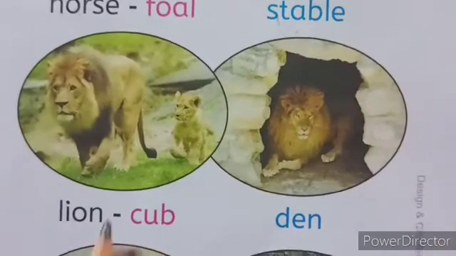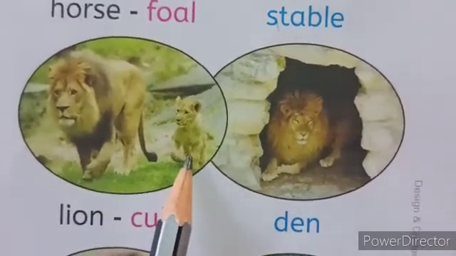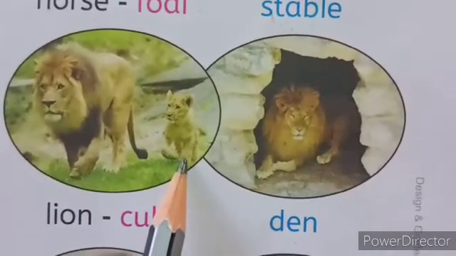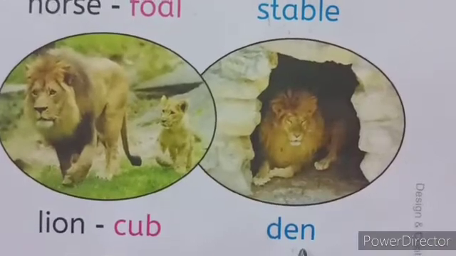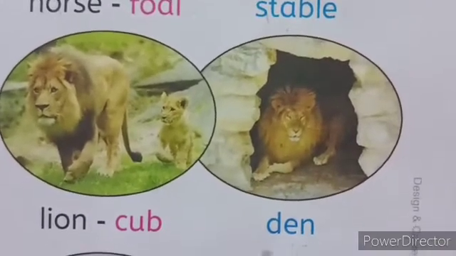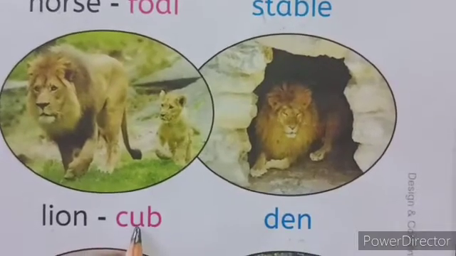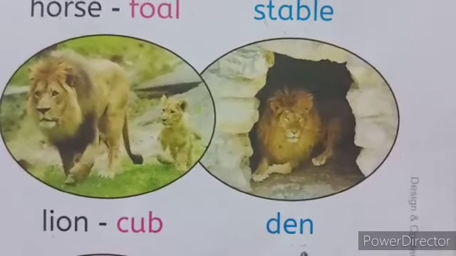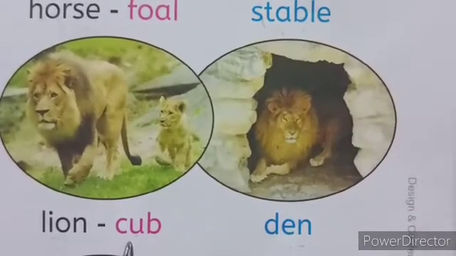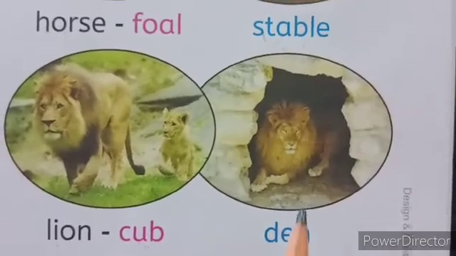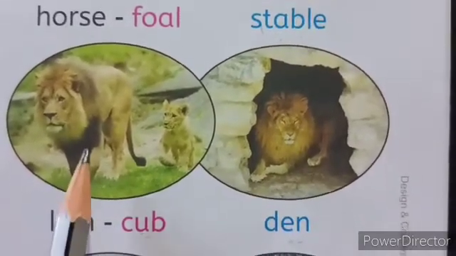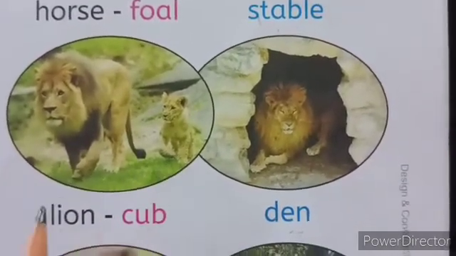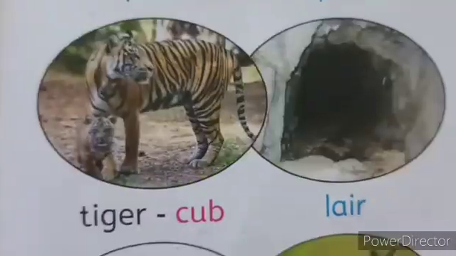See the next one. Lion, young one, cub. Where do they live, children? They live in a den. Lion and cub live in a den. Say with me: lion and cub live in a den. This is a den. Lion, cub live in a den.